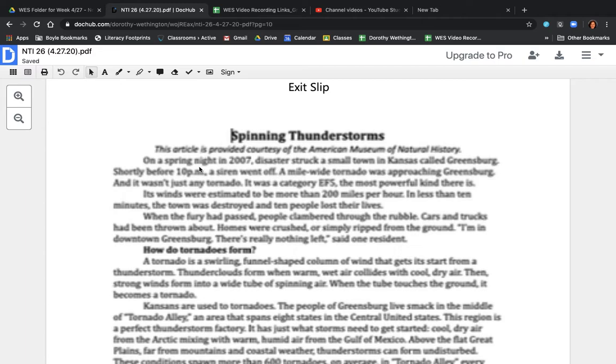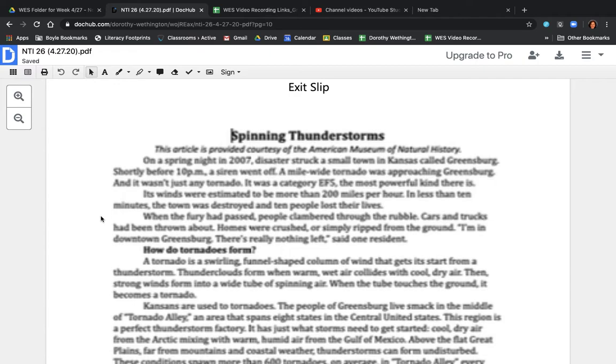On a spring night in 2007, disaster struck a small town in Kansas called Greensburg. Shortly before 10 p.m., a siren went off. A mile-wide tornado was approaching Greensburg. And it wasn't just any tornado. It was a Category EF5, the most powerful kind there is. Its winds were estimated to be more than 200 miles per hour. In less than 10 minutes, the town was destroyed and 10 people lost their lives.